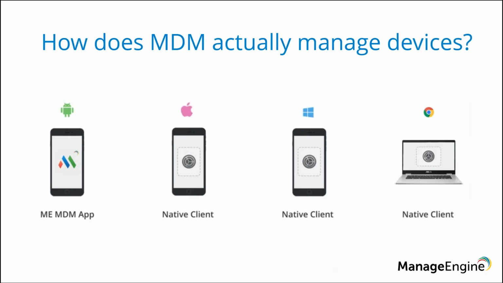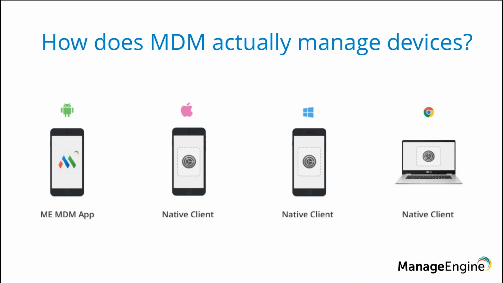Now we had looked into how the architecture is, what are the ports that are used, what are the supported OS systems, but how do we actually manage the mobile devices? Well, in the case of Android, we have an MDM application that would manage the mobile device. But in the case of your Apple or your Windows or your Chromebooks, we have something called the management profile. So it's the native client that these OS systems have provided, which we take advantage of, and we would install our management profile, which would then manage your devices itself.